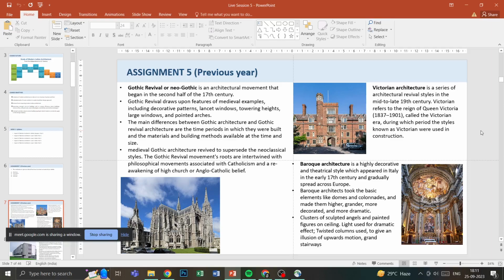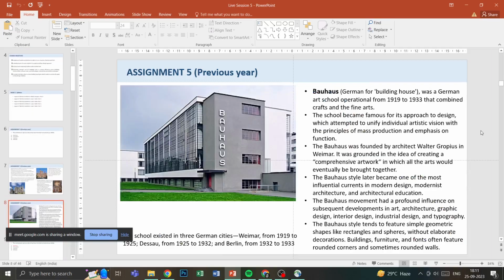Then Baroque architecture. Baroque architecture is a highly decorative and theatrical style which appeared in Italy in the early 17th century, and it gradually spread across Europe. Baroque architects took the basic elements like domes and colonnades and made them higher, grander, more decorated and more dramatic. Other elements that are a part of Baroque are clusters of sculpted angels and painted figures on ceilings, light used for dramatic effect, twisted columns used to give an illusion of upward motion, use of grand stairways in palaces, etc.